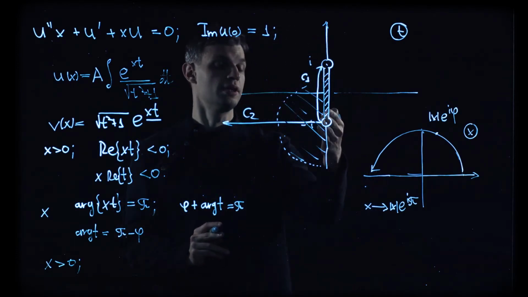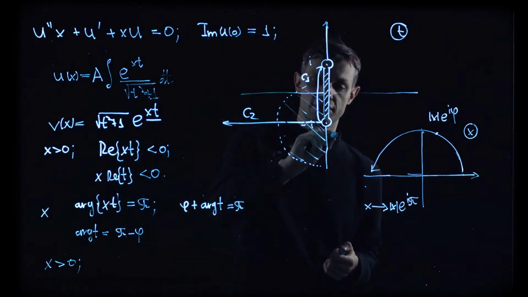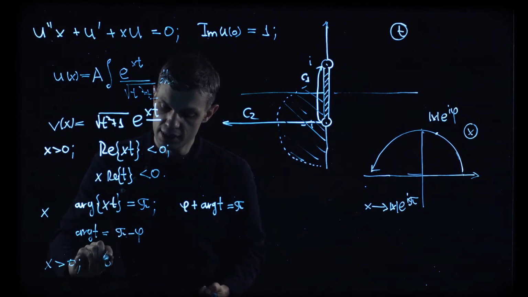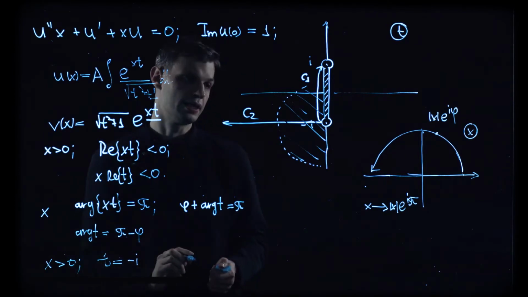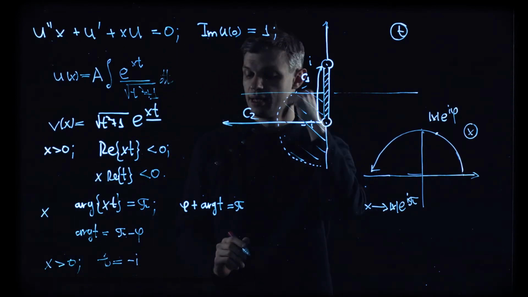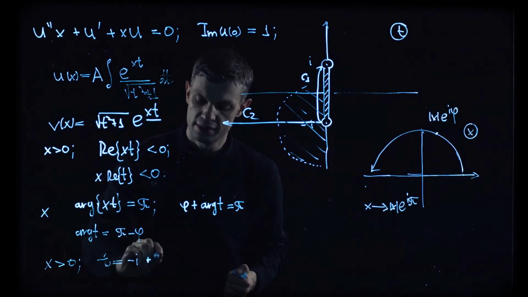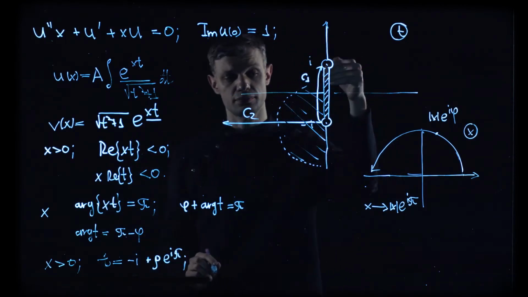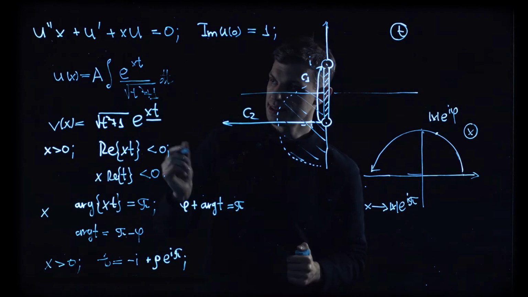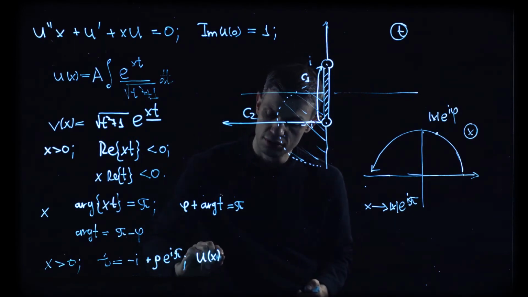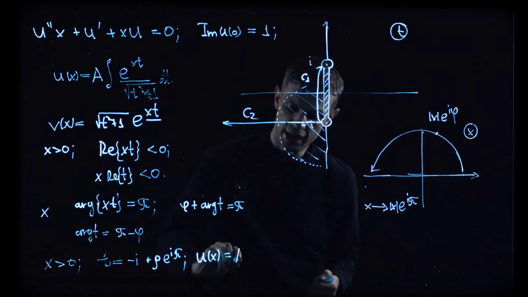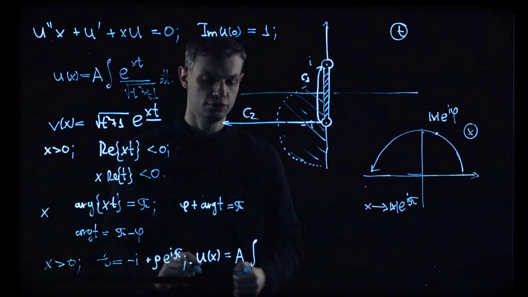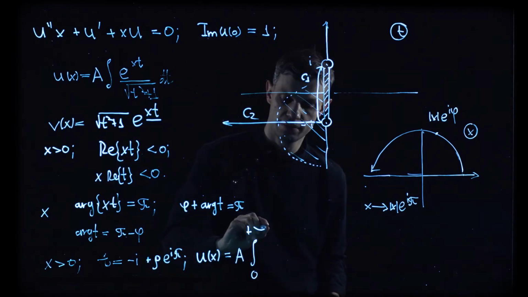So what we do, now you understand that it's defined by the vicinity of this branch point, t is equal to minus i. So we make an expansion: t is equal to minus i plus some small number s. And this s can be parameterized as rho times e to the i pi, and rho changes from 0 to plus infinity. And this is how we estimate our integral. So u of x is equal to this constant a times the integral from 0 to plus infinity.